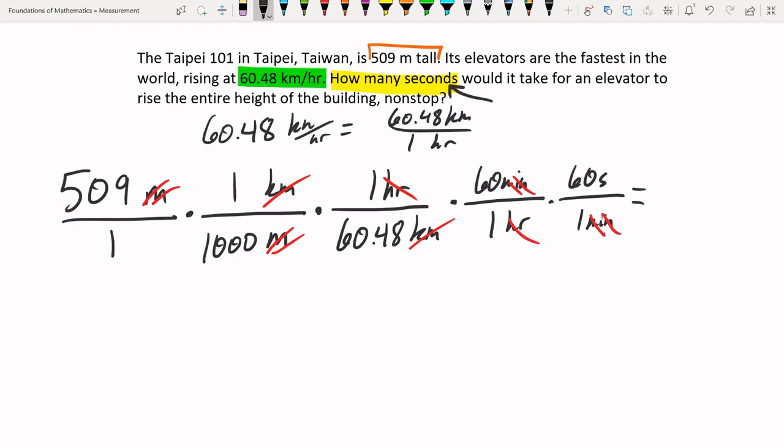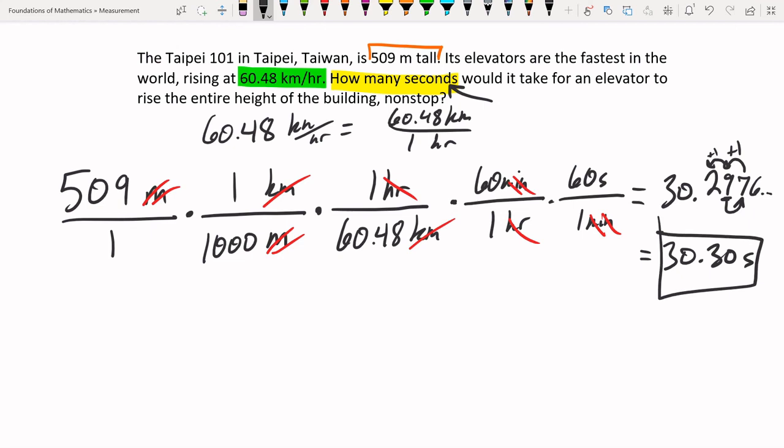And I'm getting 30.48. It doesn't say where to round it, so I'm going to round it to 2 decimal places. Round to here. That is 5 or greater, so I need to add 1, which means that this thing gets added to 1 because 9 plus 1 is 10. You have 30.30 seconds. That's how long it takes for the elevator to go all the way from the bottom all the way to the top. That's very fast.